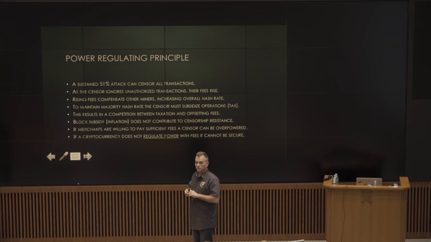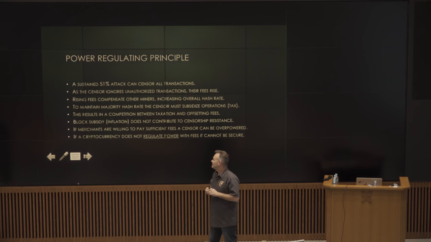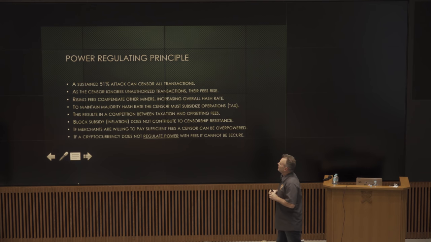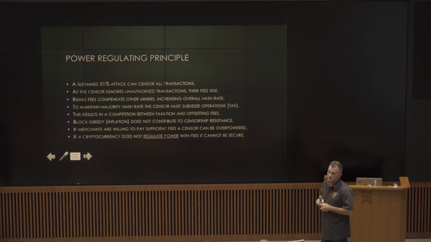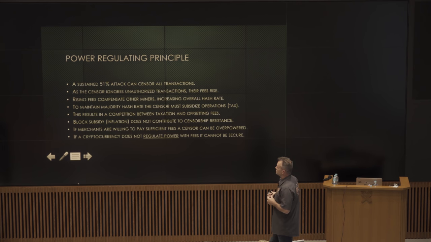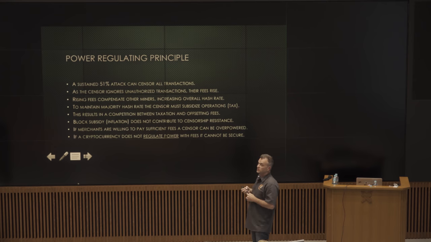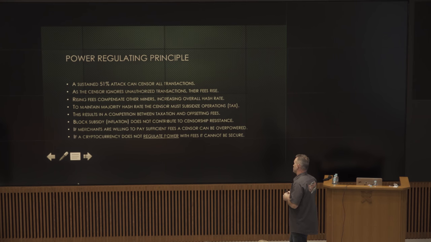So, last, third principle. These are like Newton's laws of Bitcoin, in my mind. I hope Bitcoin becomes that important. Power regulating principle. I've already described this, so I'll just summarize it. A sustained 51% attack can censor all transactions. It's totally doable. As a censor ignores unauthorized transactions, their fees rise. Rising fees compensate other miners, increasing overall hash rate. To maintain majority hash rate, the censor must subsidize through taxation.